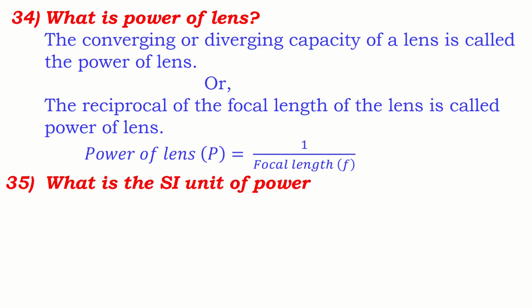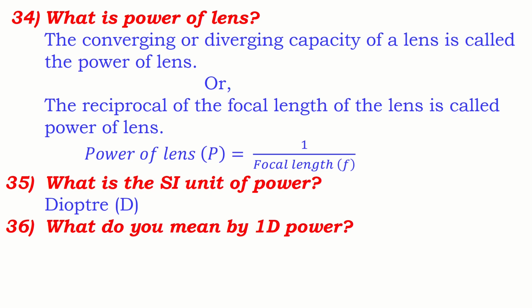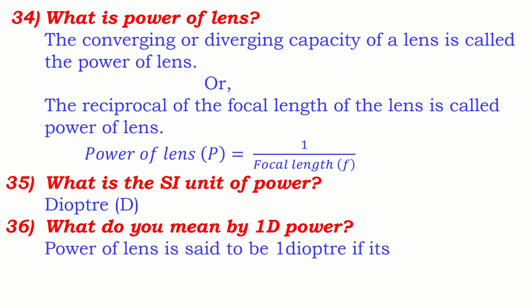Now, another question: what is the SI unit of power? The SI unit of power is the diopter. Power is measured in diopters. It is named after a scientist. What do you mean by 1 diopter power? We can answer this way. Power of a lens is said to be 1 diopter if its focal length is 1 meter.